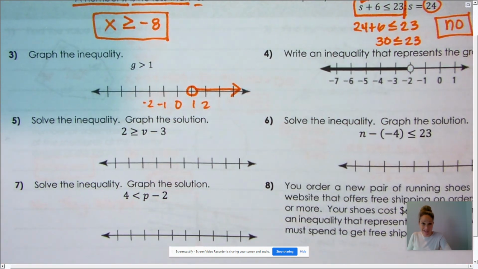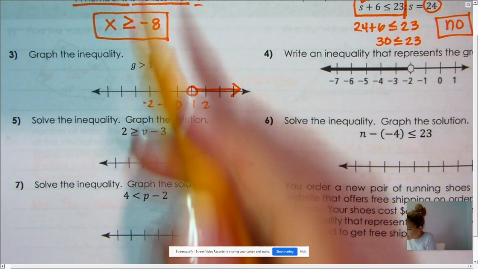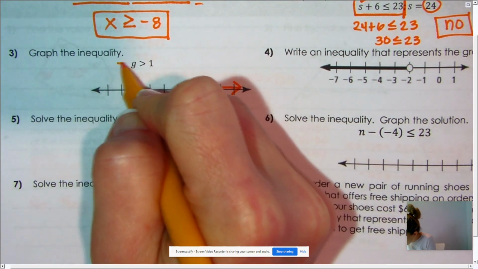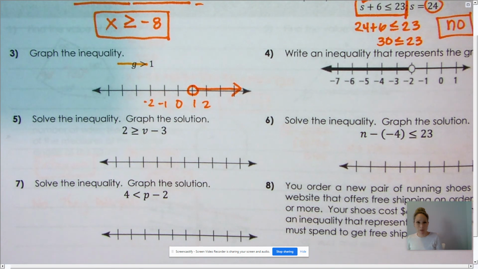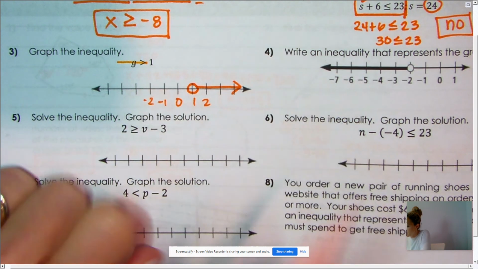Again, you guys can use the secret shortcut. If the letter comes first, you can turn the symbol into an arrow and it will tell you which way to go. So this one says go to the right. Okay, so G is greater than, so we go to the right. Sorry, did I say left earlier? I can't remember. Anyways, greater than, go to the right.